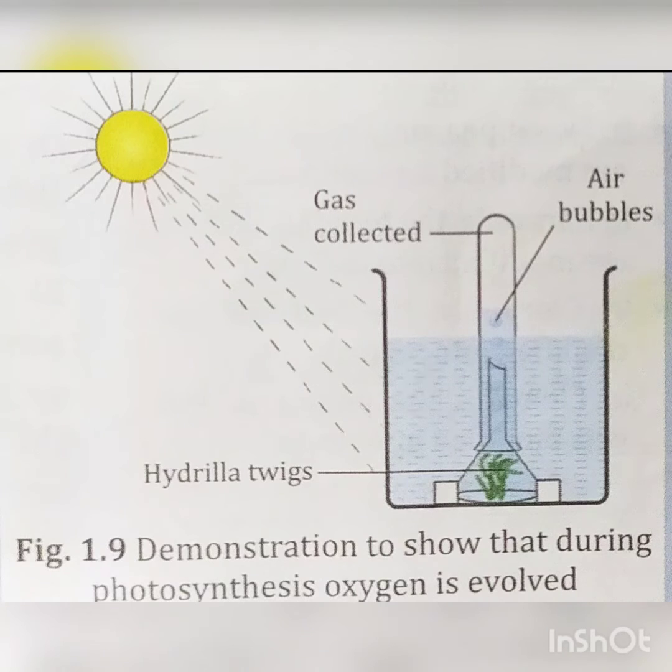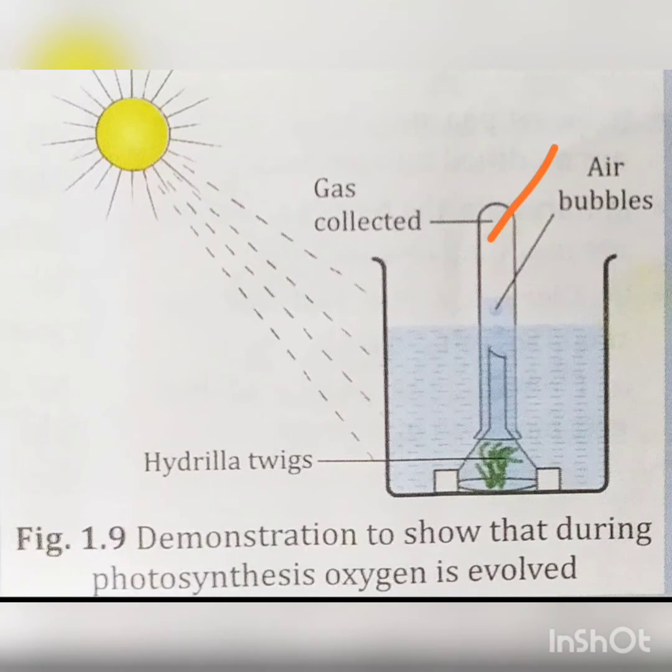To test the nature of the gas collected, the test tube is removed quickly from the stem of the funnel and the mouth is closed with the thumb. Now a glowing splinter is introduced into the test tube by removing the thumb from the mouth of the test tube. The glowing splinter immediately bursts into a flame, indicating that the gas collected in the test tube is oxygen.